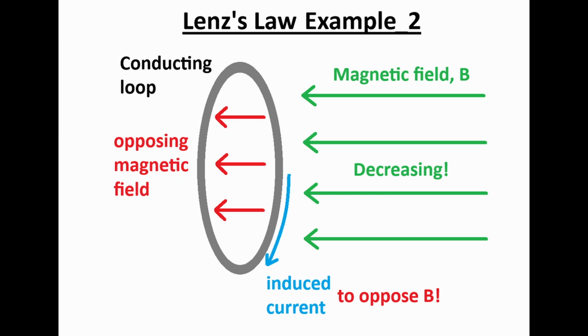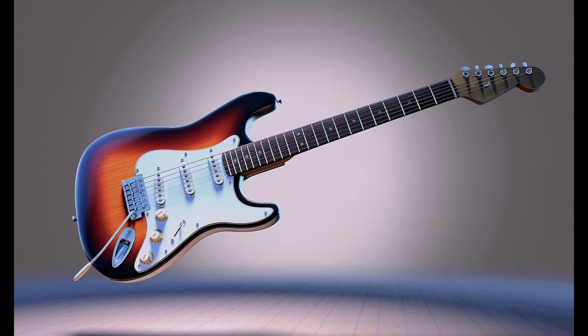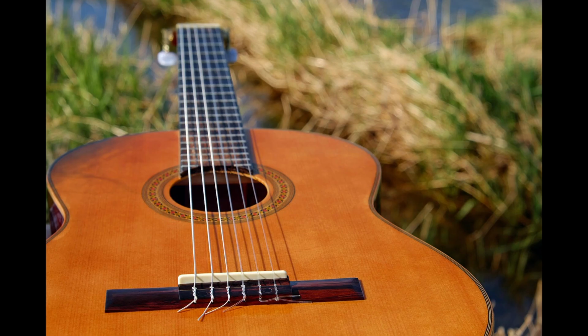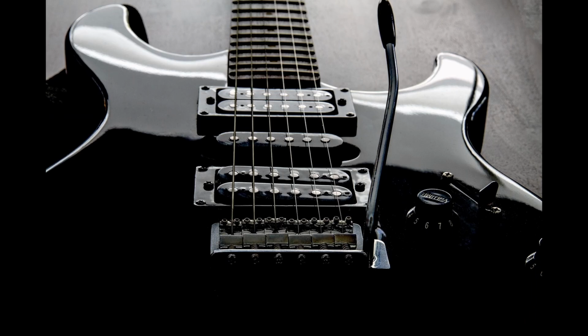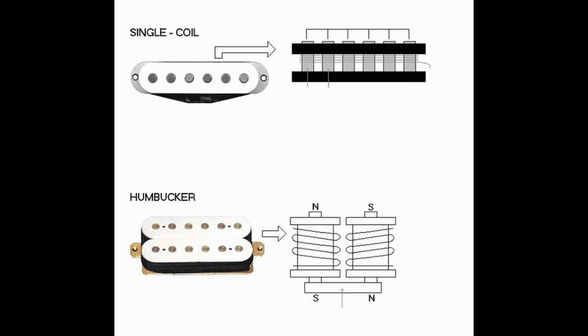The induced current in the loop would have to be moving clockwise to produce this effect. One real-world application of induction can be found in electric guitars. Unlike acoustic guitars, which rely on a cavity within the guitar to naturally amplify sounds, electric guitars use pickups to convert sound frequencies into electrical currents. The pickups are magnets that are wrapped in a coil of wire.